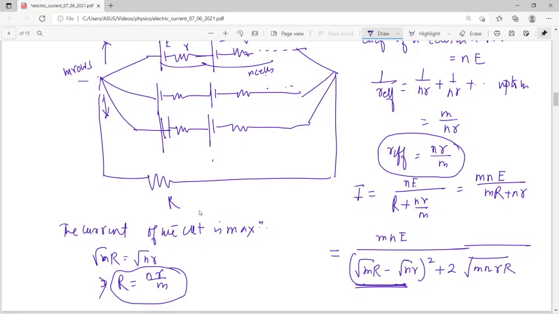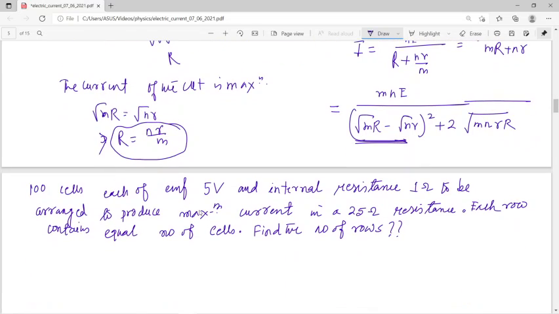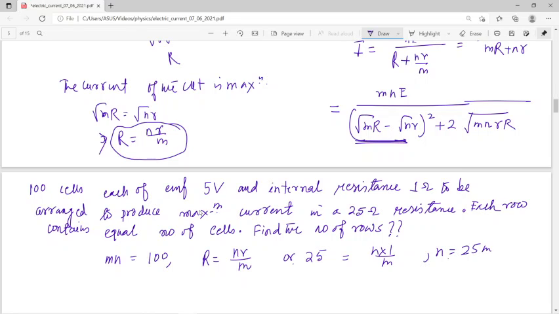Yes, that should be 2, because you know that mn equals 100 and current will be maximum if R equals nr by m. So you just put in the values and you will get the answer. n equals 25m, and if you put this in, you will get n equal to 50 and m equal to 2.